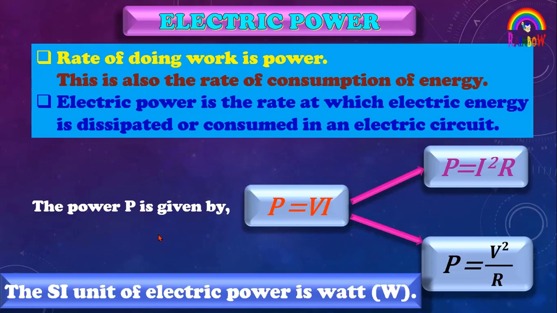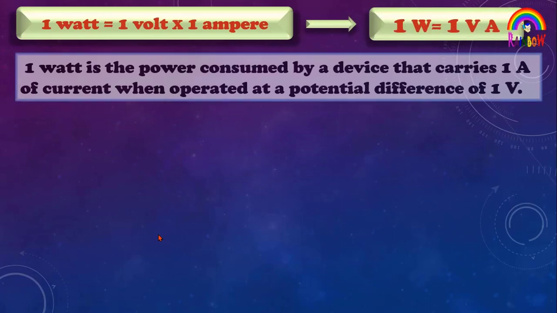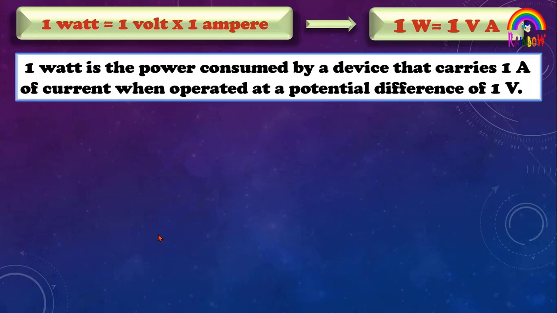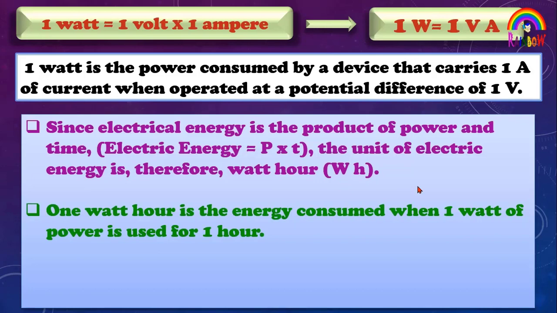The SI unit of electric power is watt. 1 watt can be written as 1 volt into 1 ampere. We can also write it like this. So 1 watt is defined as the power consumed by a device that carries 1 ampere of current when operated at a potential difference of 1 volt. Since electrical energy is the product of power and time, the unit of electric energy is therefore watt hour. The unit of P is watt, the unit of T is hour, so it becomes watt hour. 1 watt hour is the energy consumed when 1 watt of power is used for 1 hour.